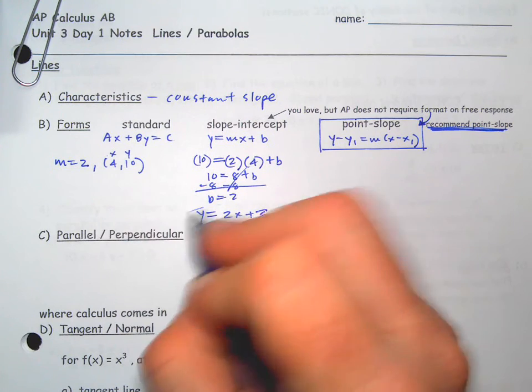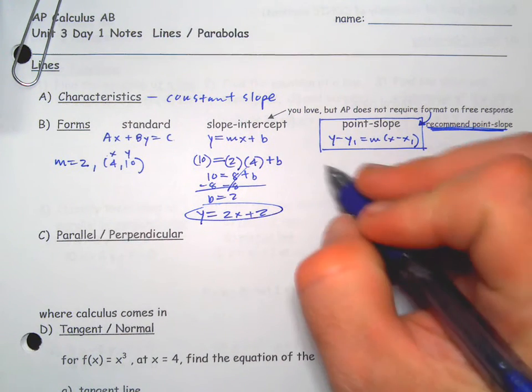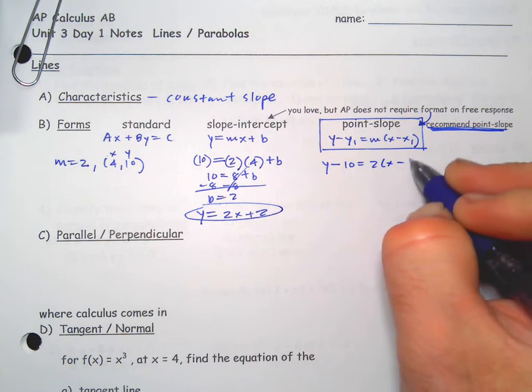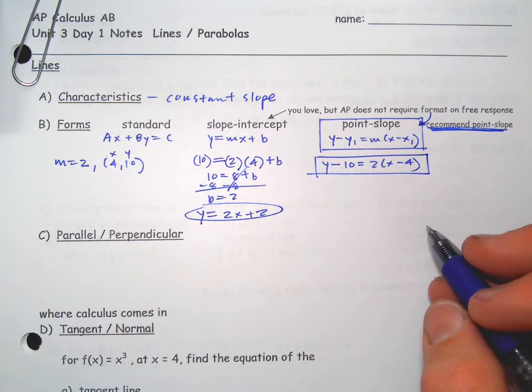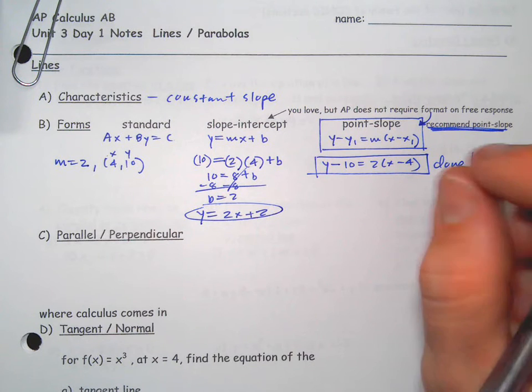I would recommend that you never do it this way. Even if you want slope-intercept, let's start with point slope. So point slope, be y minus 10 equals 2 times x minus 4. Free response question, done. That's it. So hopefully you see the value in that.